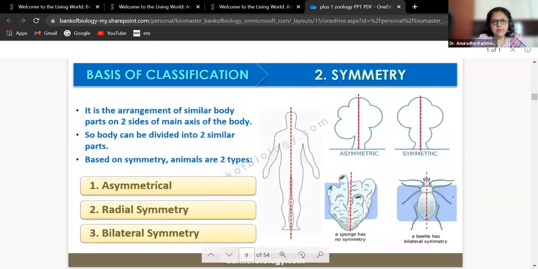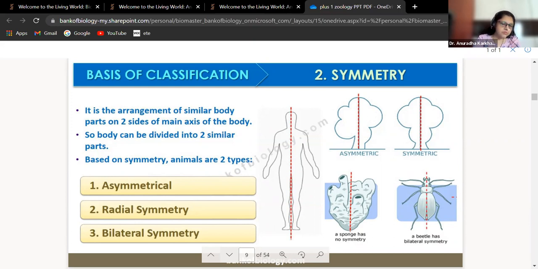Then we go with symmetry. So ये समझाना. What is open? What is closed? What is incomplete? What is complete? Any confusion in these? Okay. Yeah. Symmetry. It is the arrangement of similar body parts on two sides of the main axis of the body. So body can be divided into similar parts based on symmetry.